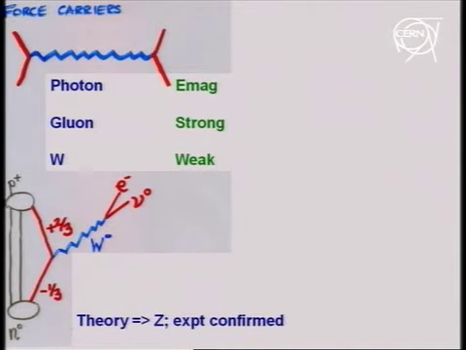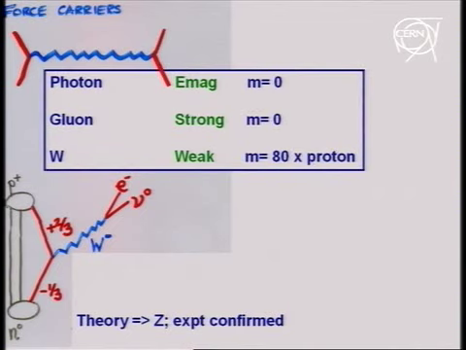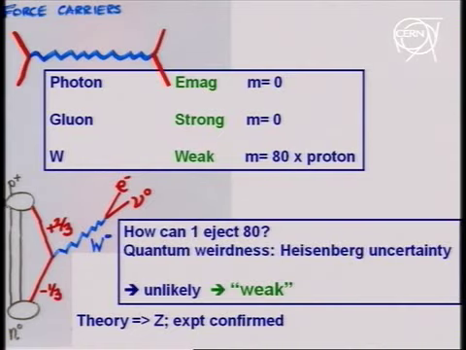The difference, though, this time is the following. The photon and the gluon are massless spin 1 bosons, whereas the W boson has got a mass that is about 80 times bigger than a proton. And, of course, you might say, well, how can a proton with a mass of about 1 GeV and a neutron with about 1 GeV emit something with 80 GeV? I mean, that can't happen.